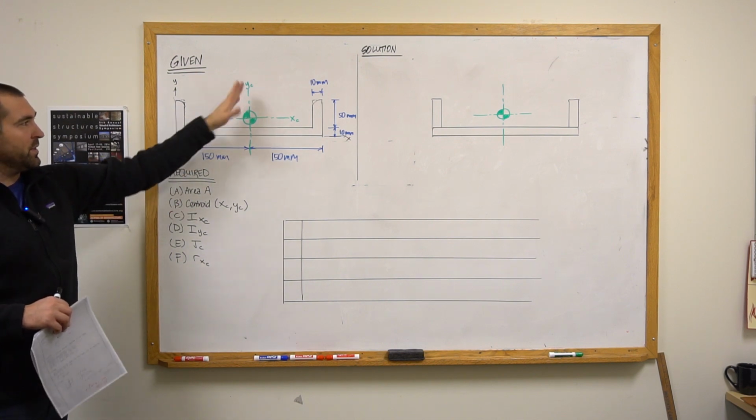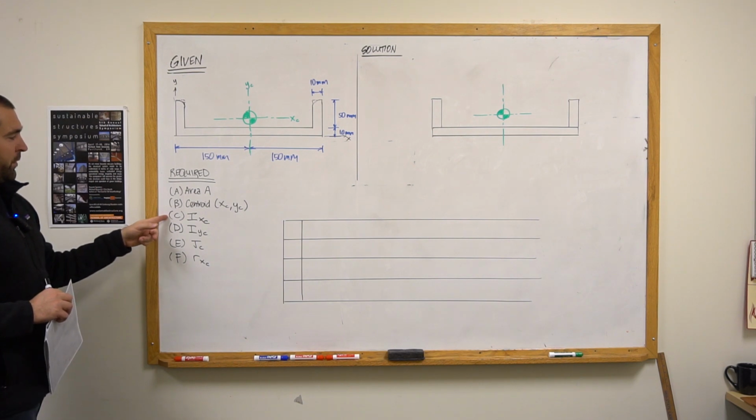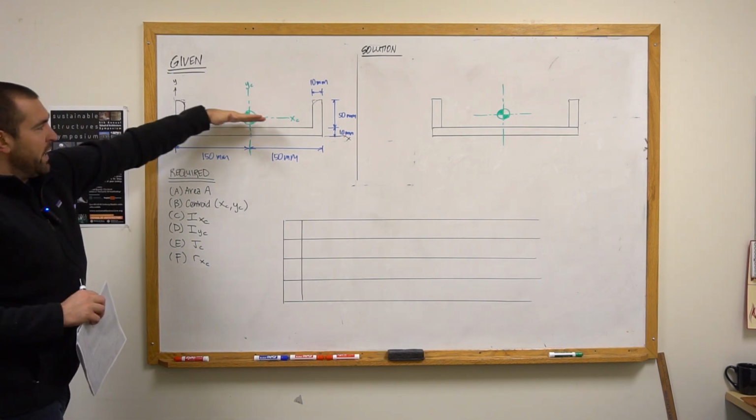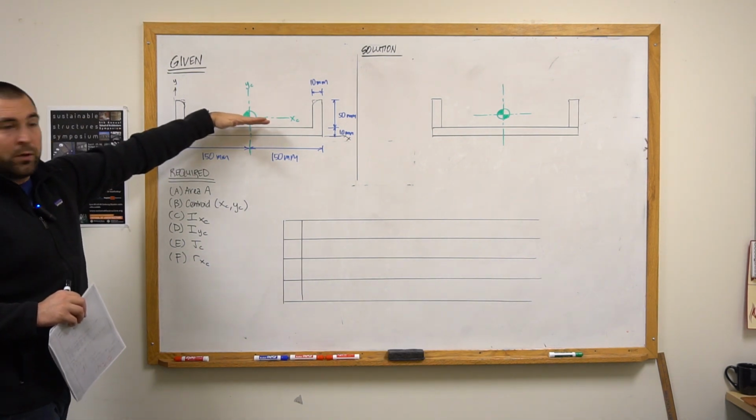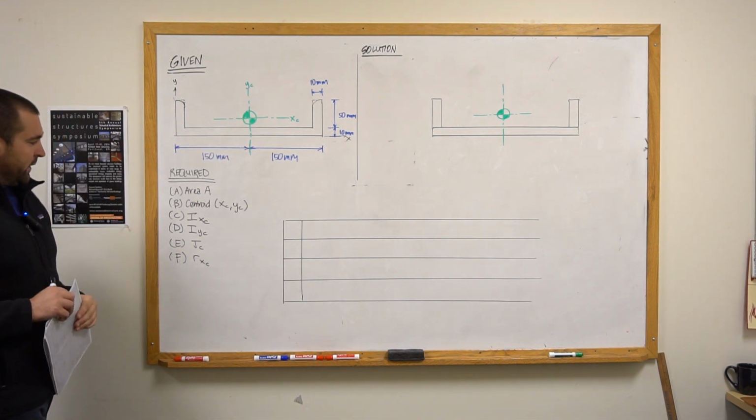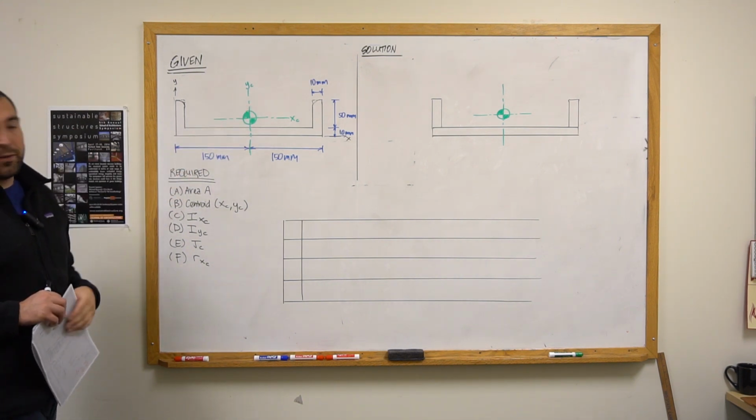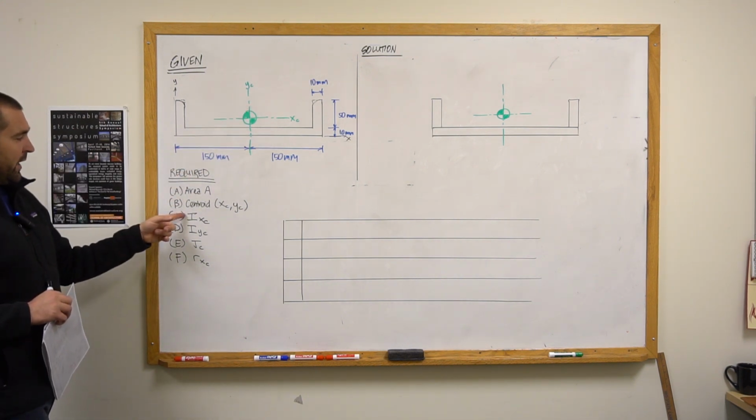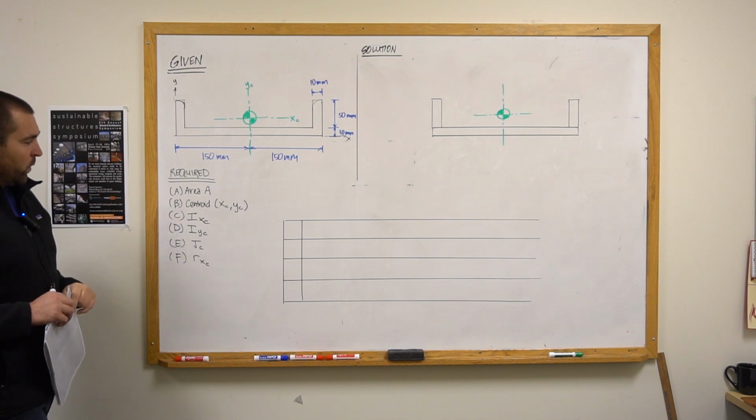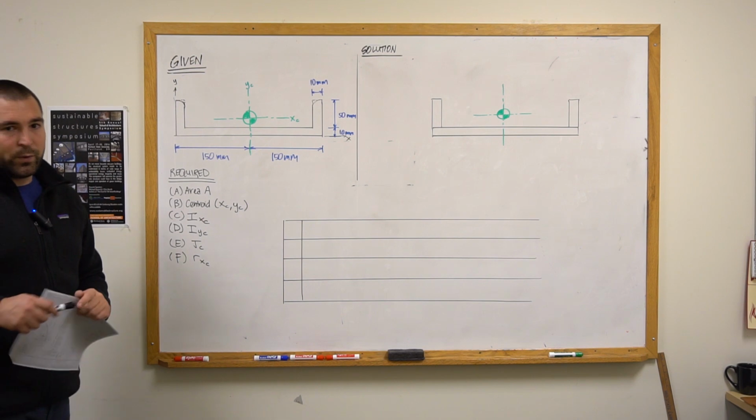That's where the X sub C and the Y sub C axes come through. The moment of inertia about the X sub C axis, that's the centroidal X-axis, and the centroidal Y-axis, that's parts C and D. We're asked to find the polar moment of inertia about that centroid. That's really easy. That's just going to be equal to I XC plus I YC. And then the radius of gyration about that centroidal axis as well.